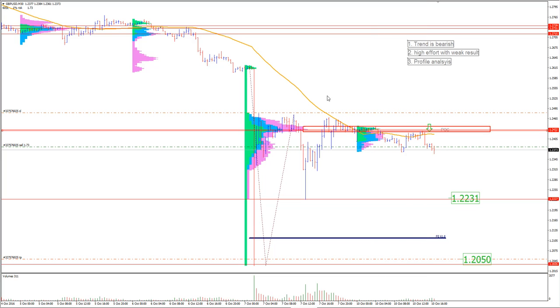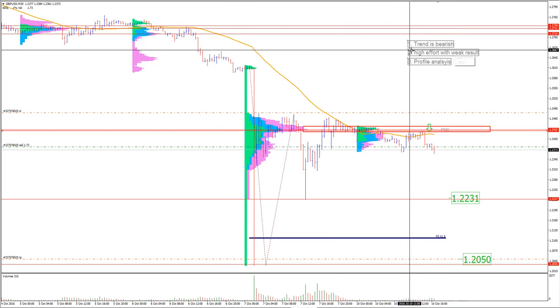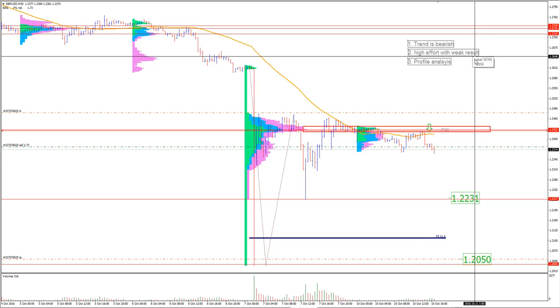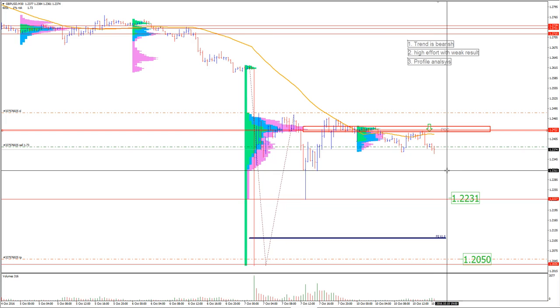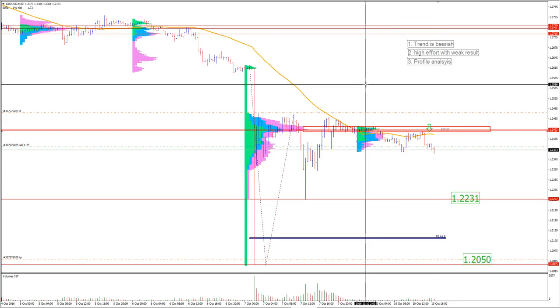So this is the reason, and I don't expect any better price than this, in my opinion, on the British pound. So I don't expect a better price in this area where we are right now. So the point of control is strong, the trend is bearish, high forward with weak result. Using the volume analysis and the profile analysis tells us where the point of control is, right?